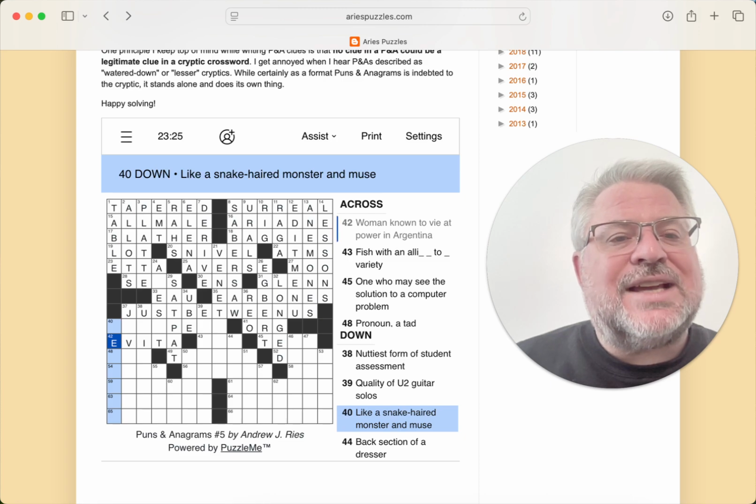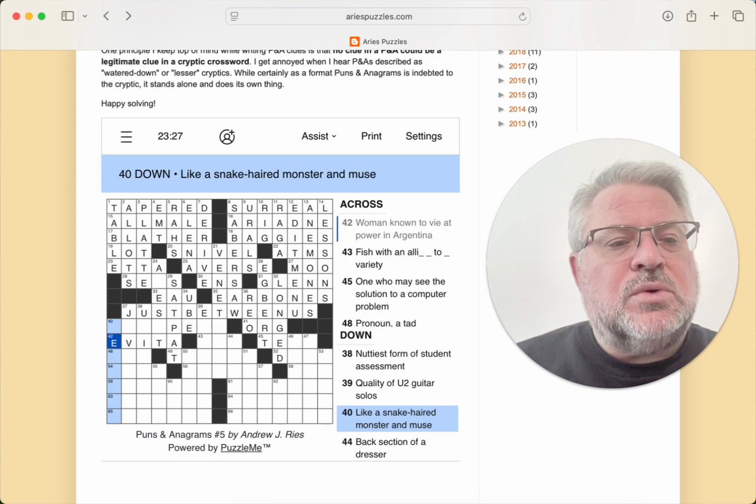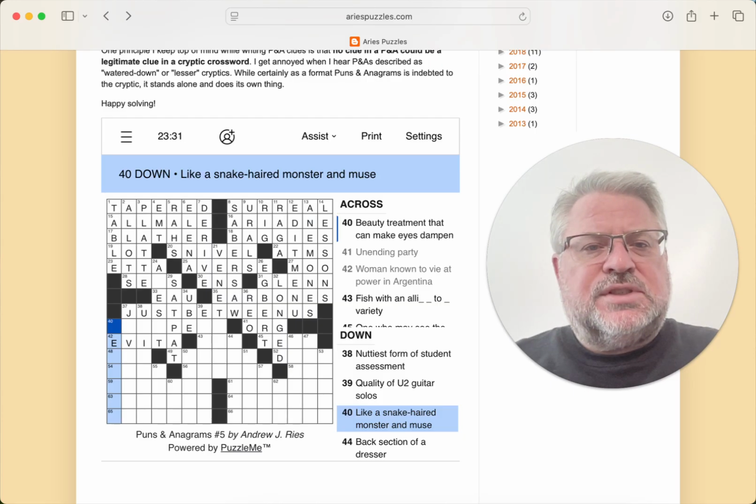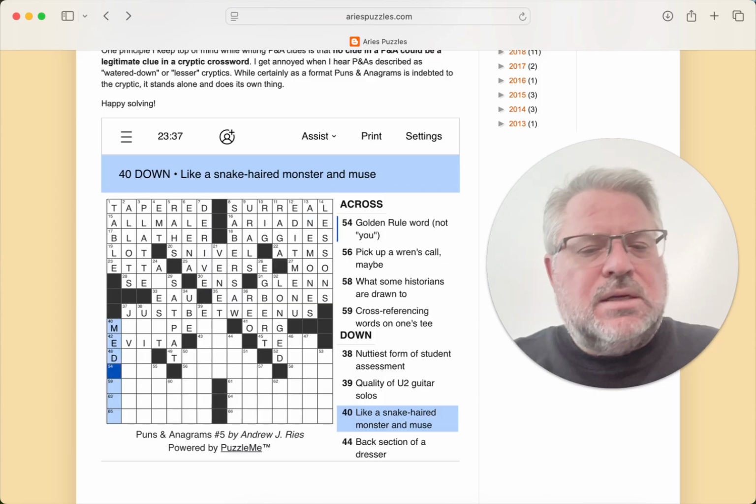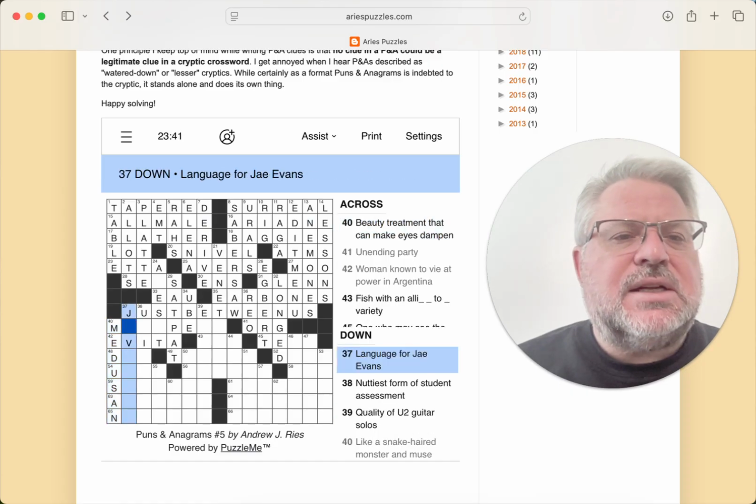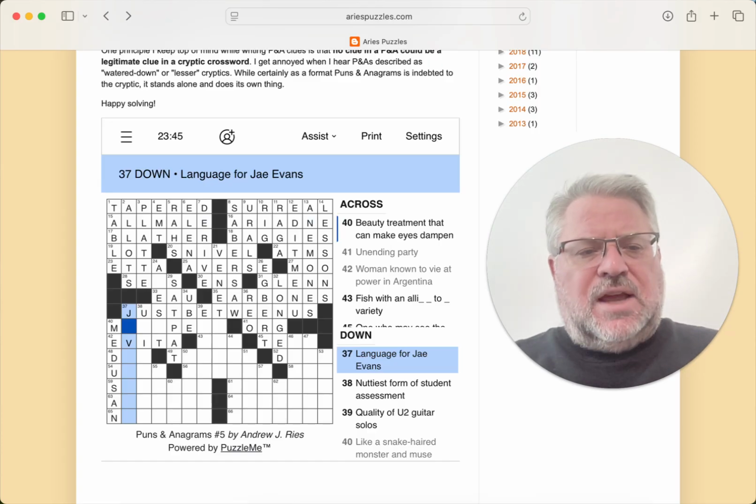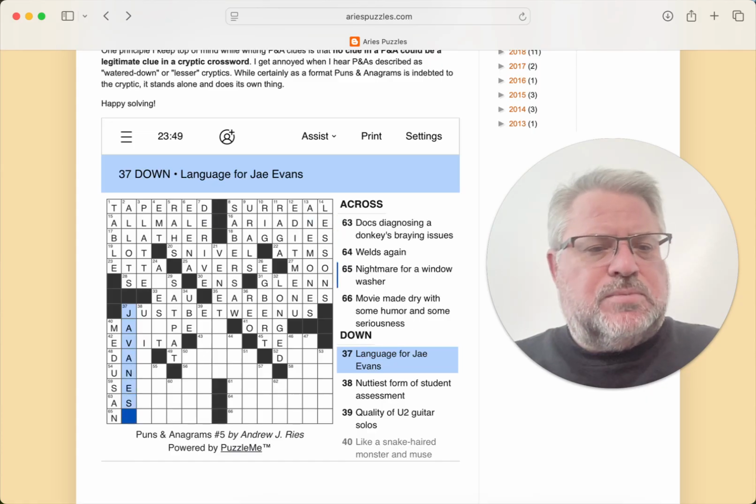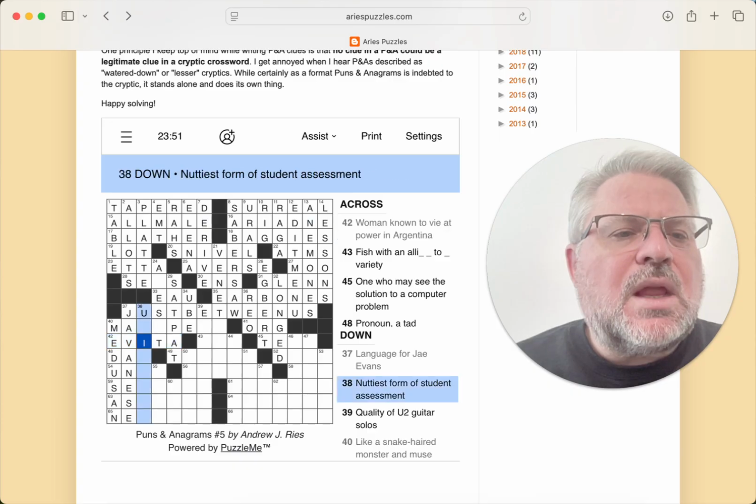40 down is like a snake-haired monster and Muse. So Medusa was the snake-haired monster. If we anagram and Muse, we get Medusan, an adjective based on Medusa. I think that's what that is. Language for J. Evans. Don't know J. Evans, but it is an anagram of Javanese, which is a language spoken in Java.